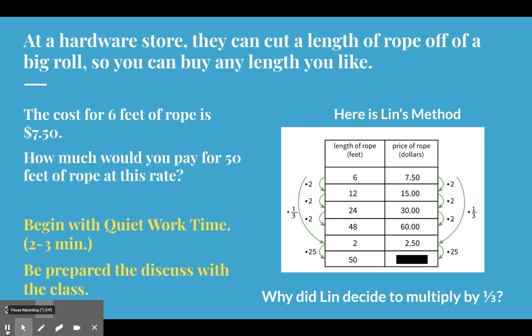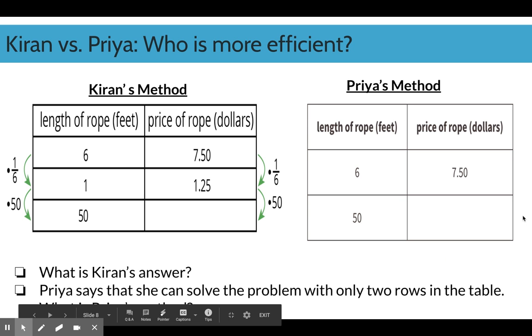Okay. So hopefully your answer that you found for 50 was $62.50. You could have noticed that from 48, all I had to do was increase it by $2.50 since we were increasing by twos. Or, like we said earlier, all I had to do was multiply by 25 because that's what the table was instructing me to do. Okay, so let's keep moving right along.